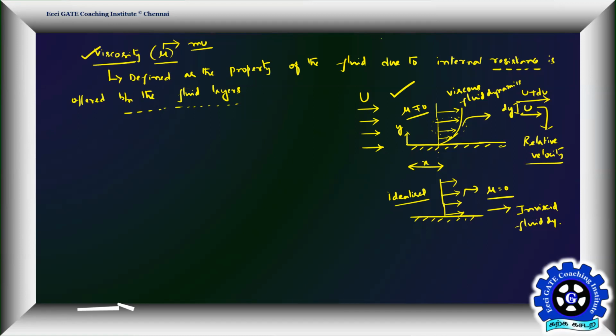Please be careful with that word, idealized problem. That means we are idealizing the reality. That means we are going to an extreme condition. If suppose viscosity is not there, what will happen to the problem? That's what the bottom one is. That is what inviscid fluid dynamics is.